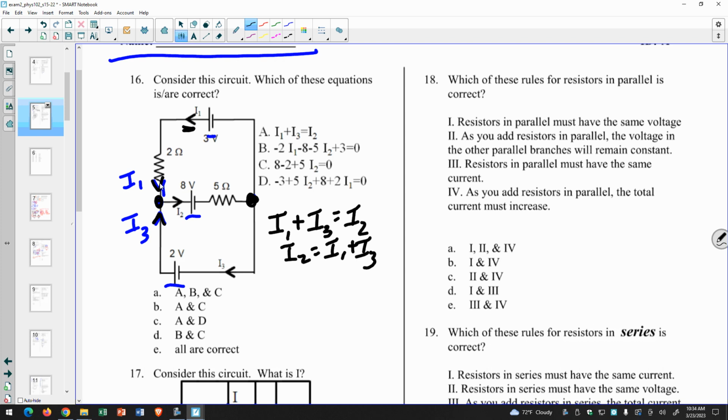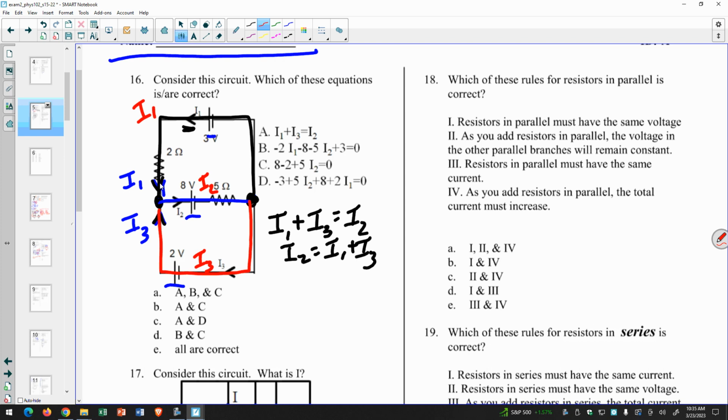Remember, when I say branch of a circuit, I mean this is a branch, this is a branch, and this is a branch. And in this one, I have I1, in this one, I have I2, and in this one, I have I3. I know we also talk about loops, the big loop, the top loop, the bottom loop, but the branches are also important to consider.